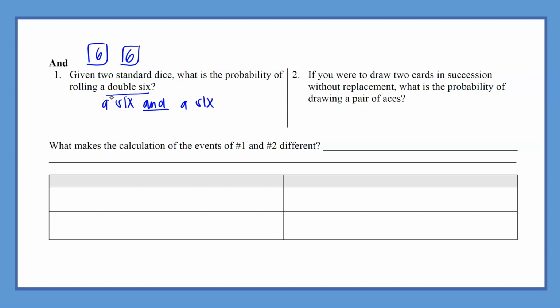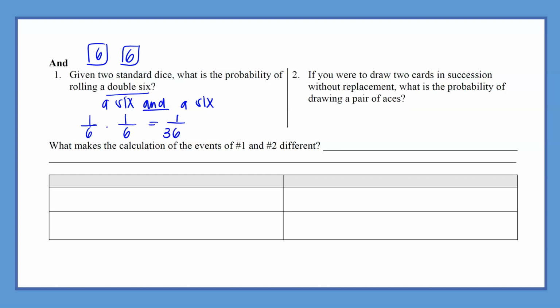The probability of rolling a 6 would be, of the total 6 different outcomes in your sample space, you have one shot of rolling a 6. Rolling another 6 would be, out of the 6 total in my sample space, I have one chance of rolling a 6. The word and means that we're multiplying, so the probability of a 6 and a 6 would be 1 out of 6 times 1 out of 6, which is equal to 1 out of 36.